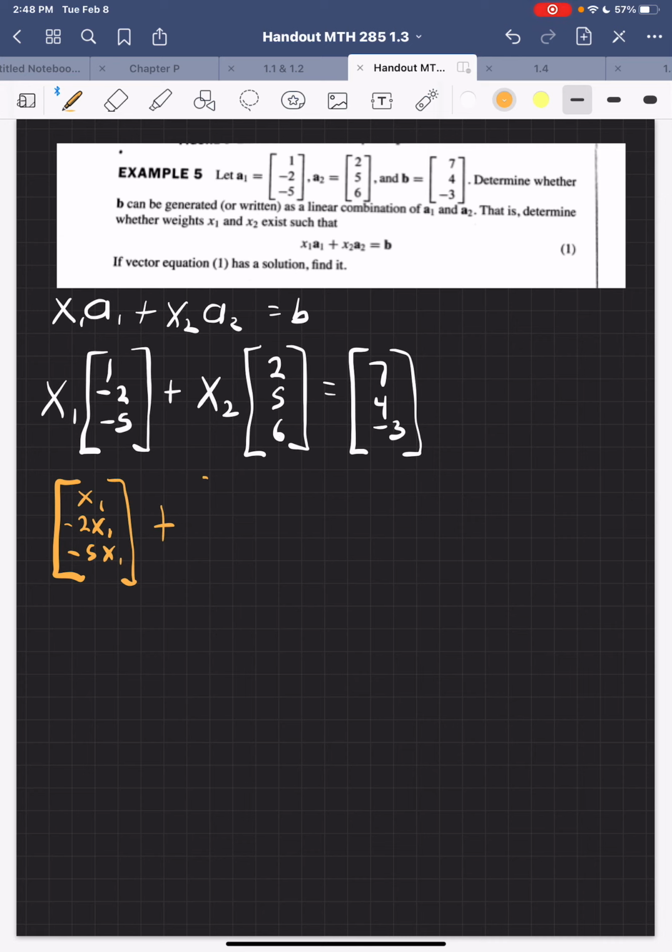Plus, okay, ready? Now let's distribute the x sub 2. So x sub 2 times 2, x sub 2 times 5, x sub 2 times 6. So I have 2 x sub 2, 5 x sub 2, 6 x sub 2. And again, we know what it is equal to: 7, 4, negative 3.